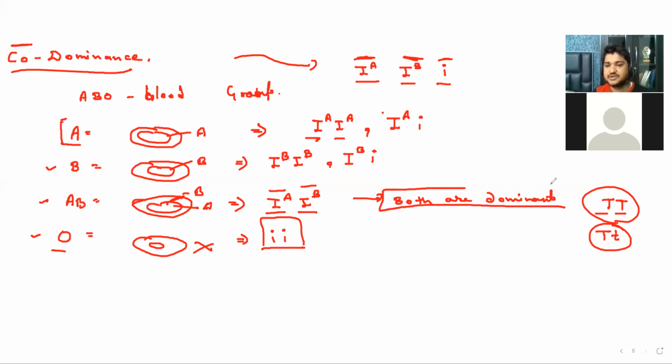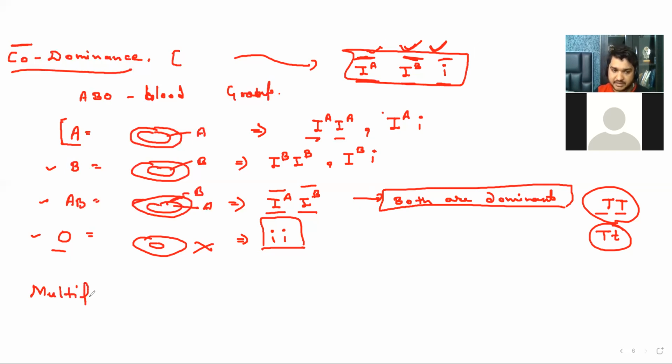Any doubt in this codominance? Nope, I understand. Codominance is also known as multiple allelism. Why? Because we have three alleles for the blood groups in total. So we usually have two, but here we have three alleles. That's why its name also becomes multiple allelism. Remember, multiple allelism.